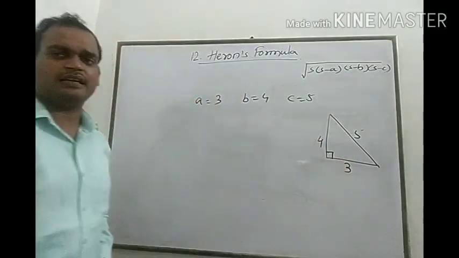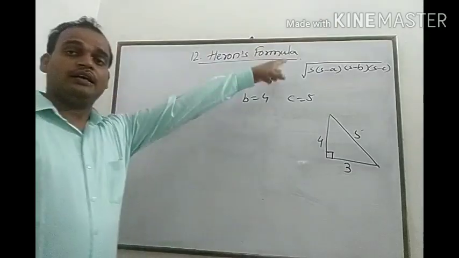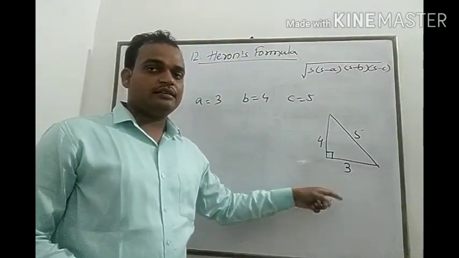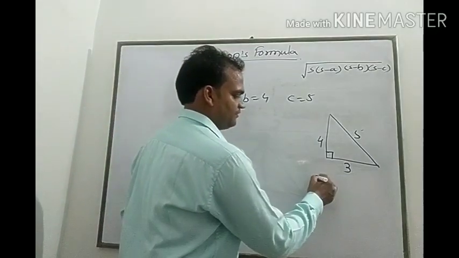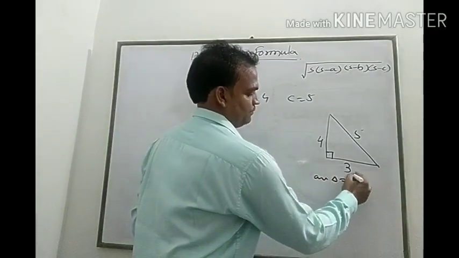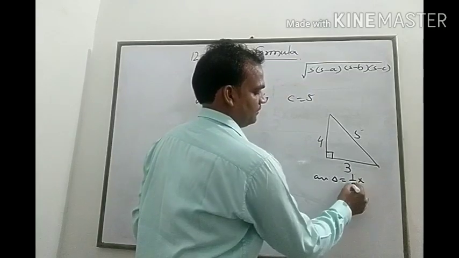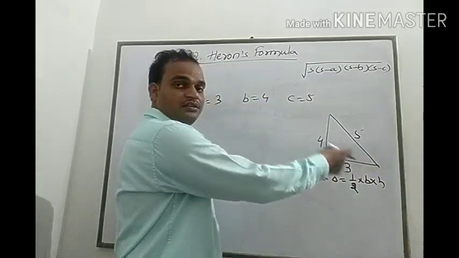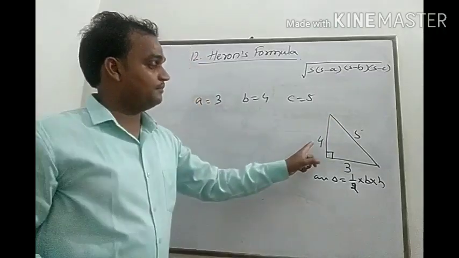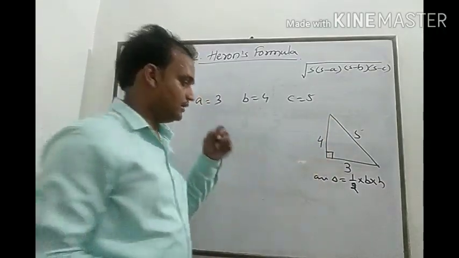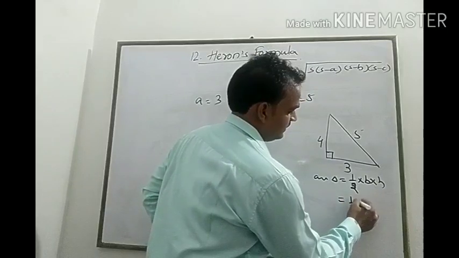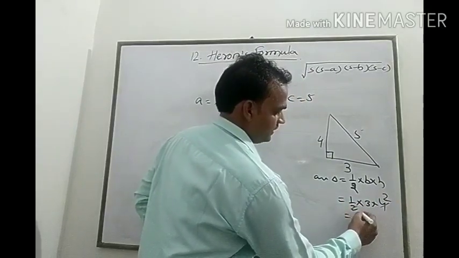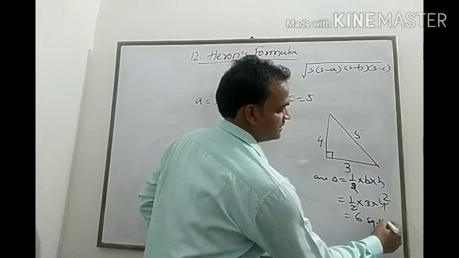You should not just make the triangle, you should do according to that. Now if this is the case, then we can easily find the area of the triangle equals 1 by 2 into base into height. Base we can take 3 or 4 because these are mutually perpendicular to each other. So 1 by 2 into 3 into 4, that is 6 square units.